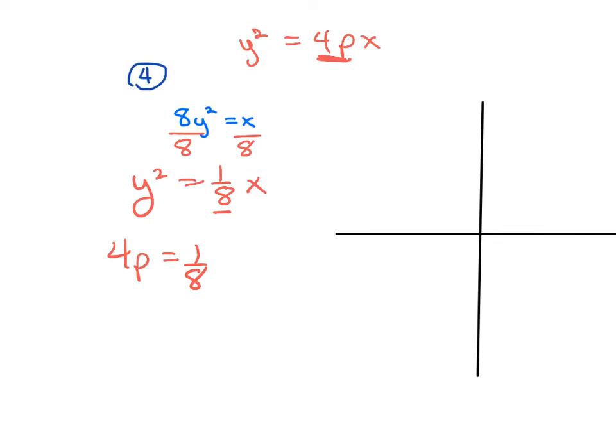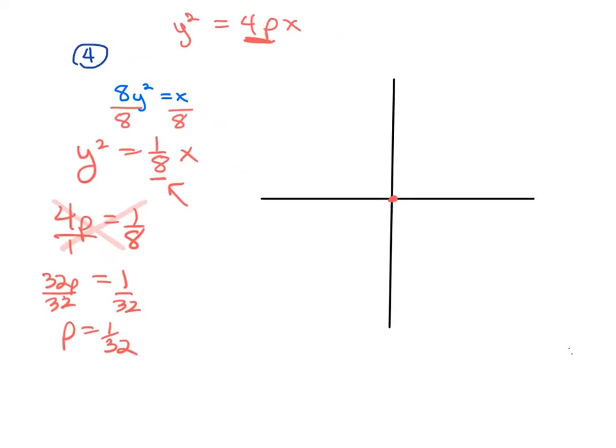Again, I think it's easier to solve this as a proportion. Let's just put a 1 under here. And now let's just do the cross products. 1 times 1 is 1. 4p times 8 is 32p. Divide by 32, and p is 1/32. Now, when it's a y squared, if this number is positive, you know it's going to look like a C. So far, I can put my vertex here, and I know it's going to be a C shape.